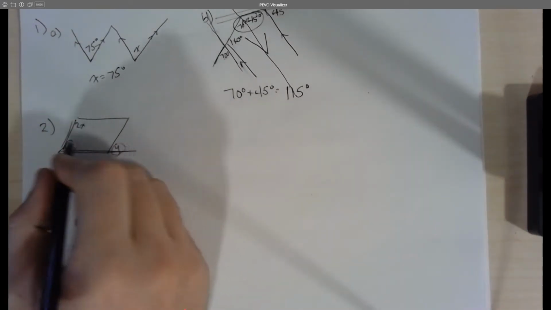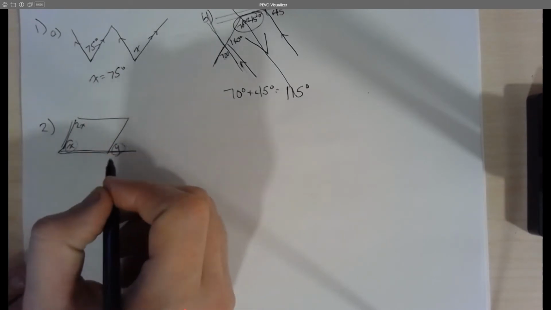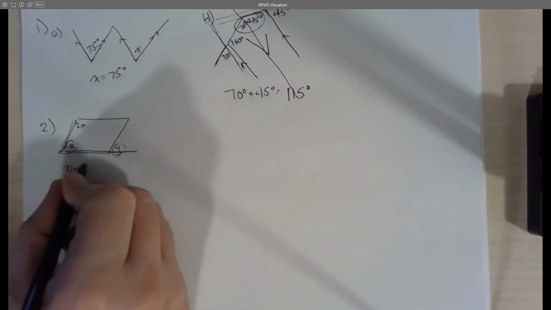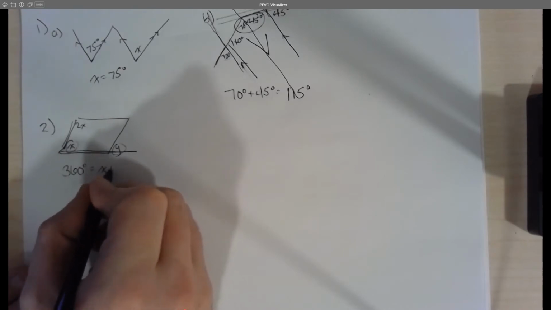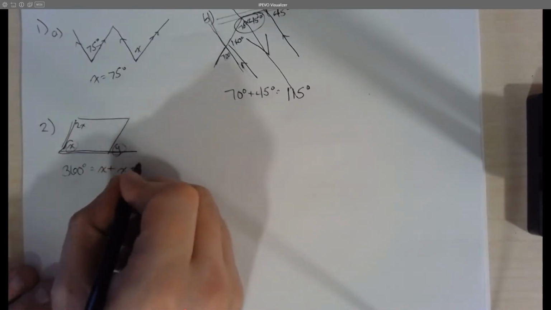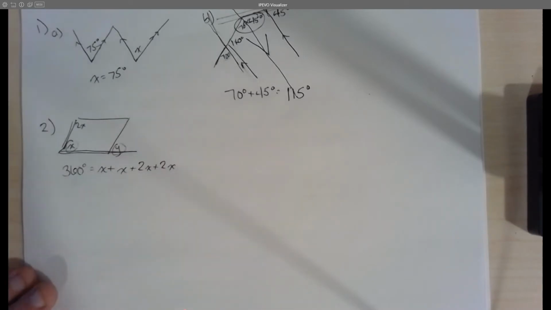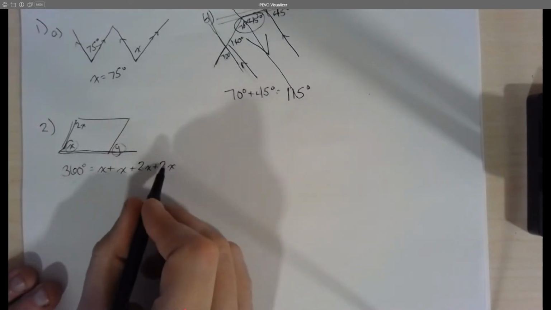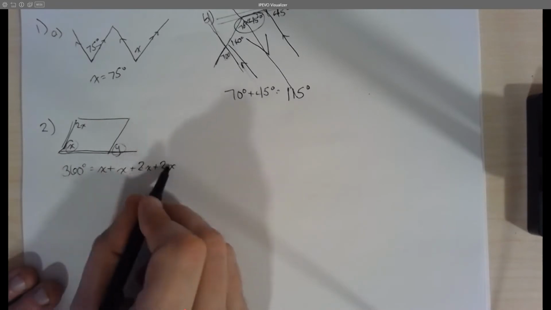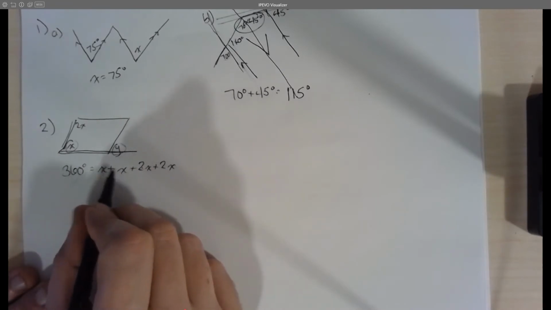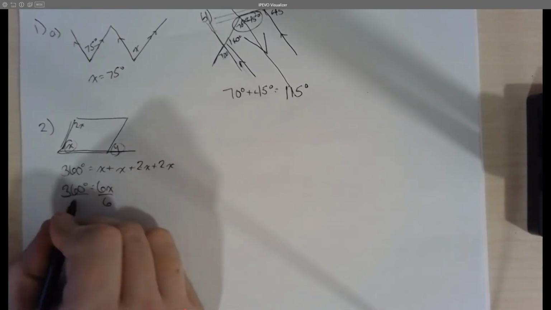If this is x and this is 2x, we know that the total sum of interior angles here is going to be 360. So 360 degrees has to equal x plus another x plus a 2x plus another 2x, all the four angles added together. 2 and 2 is 4, 3, 4, 5, 6. So 360 degrees equals 6x. Divide by 6. And we figure out that each interior angle here now must be 360 divided by 6, or 60 degrees.